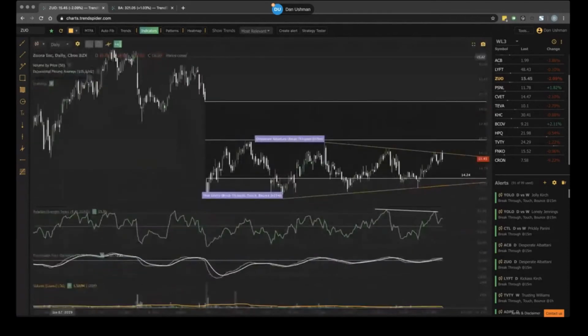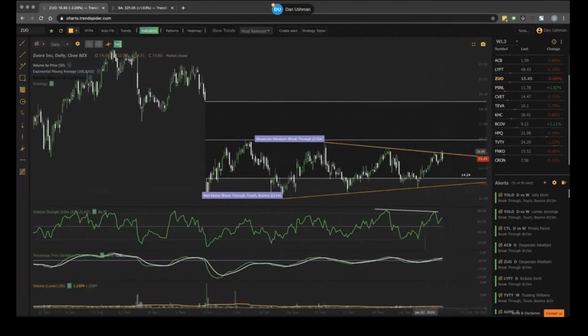ZUO, Zora, whatever that is, right, is another one I'm watching in a similar way. Right, I'm not sure where this consolidation is going to lead. I'm hoping that it leads up to fill this gap up here, but I don't actually know. And I don't want to guess. Guessing is gambling. I would rather wait for it to pick a direction.